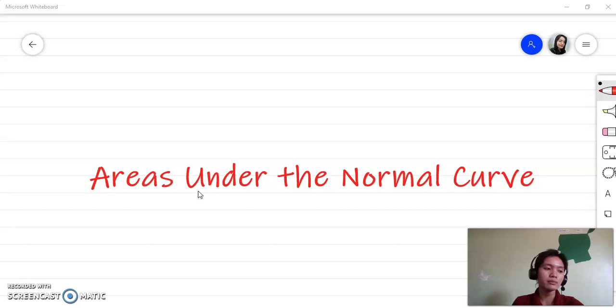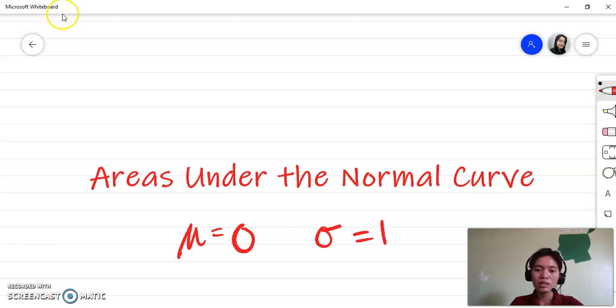In this video, we're going to find the areas under the normal curve. What is a normal curve? A standard normal curve is a normal probability distribution that has a mean equal to 0 and a standard deviation equal to 1. In normal distribution, there is what we call the empirical rule, also referred to as the 3 sigma rule, or the 68, 95, 99.7 rule. It is a statistical rule which states that for a normal distribution, almost all observed data will fall within 3 standard deviations of the mean.